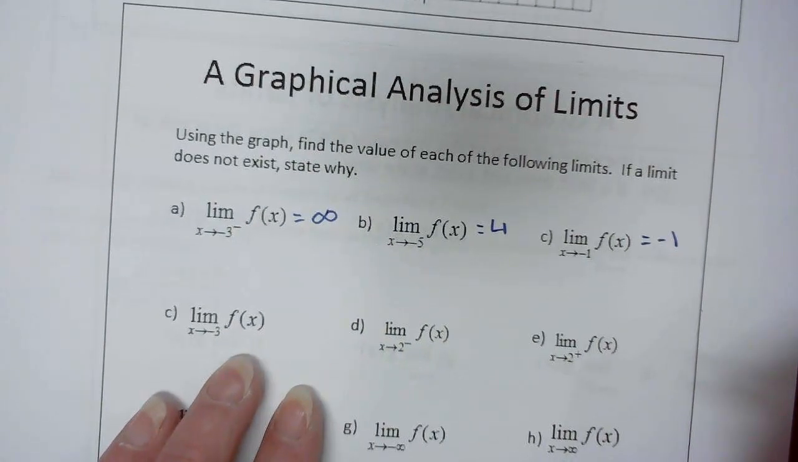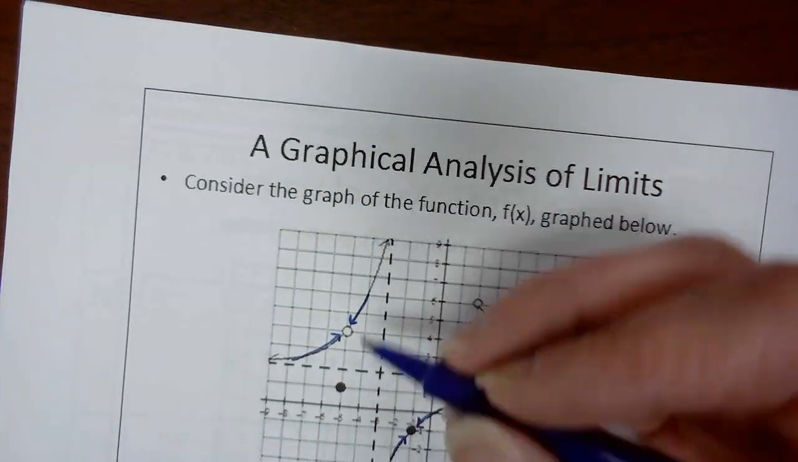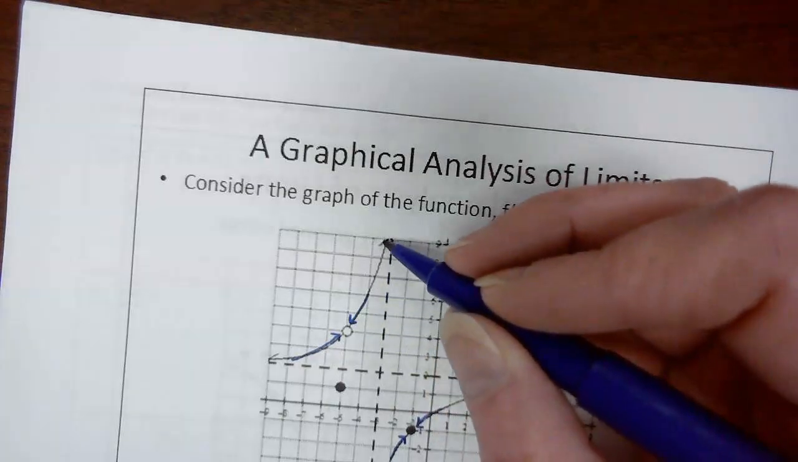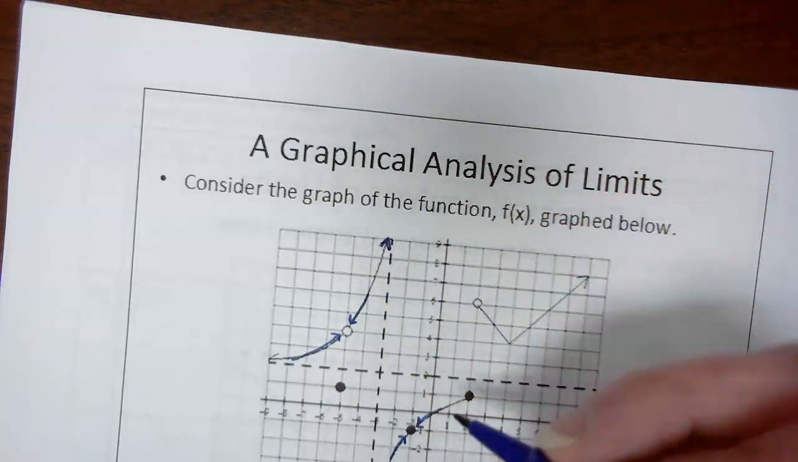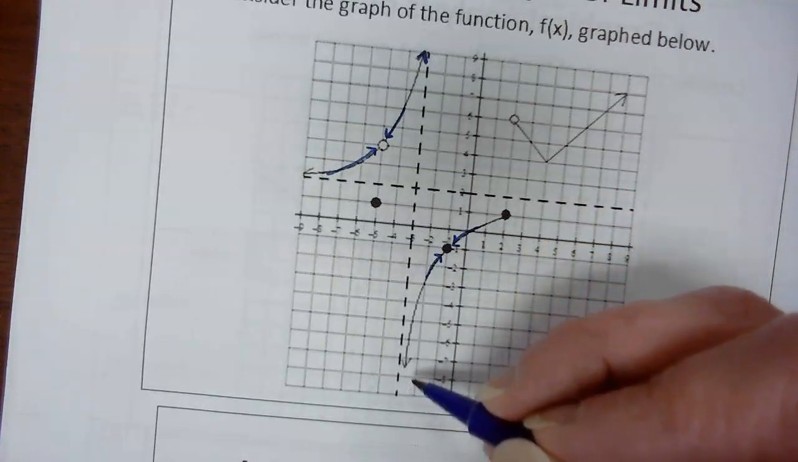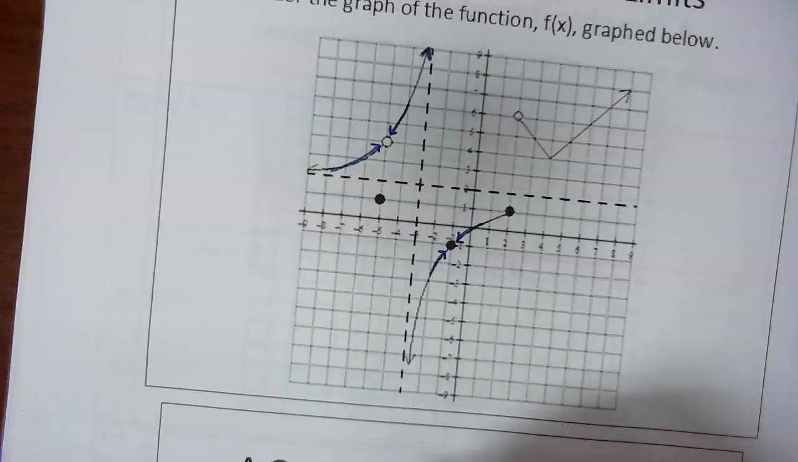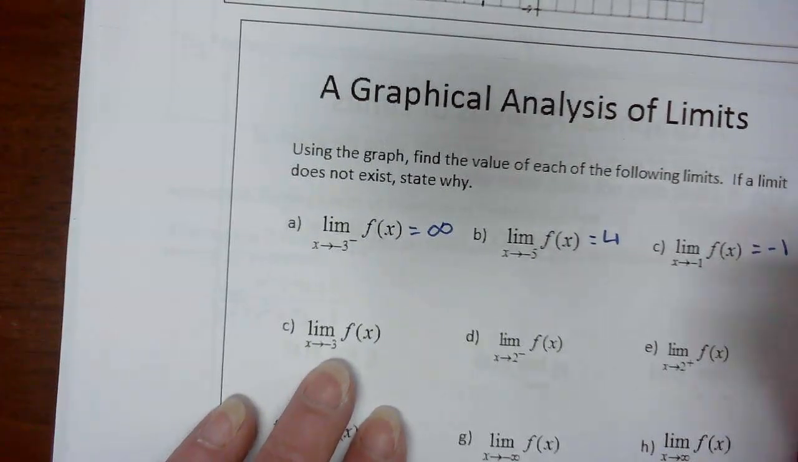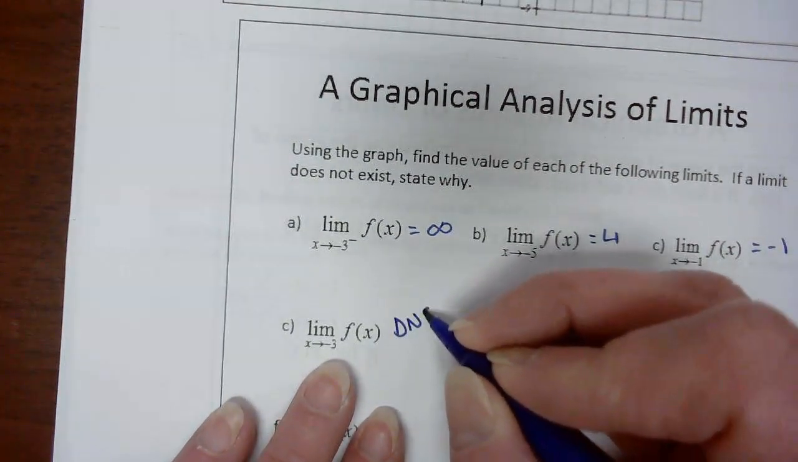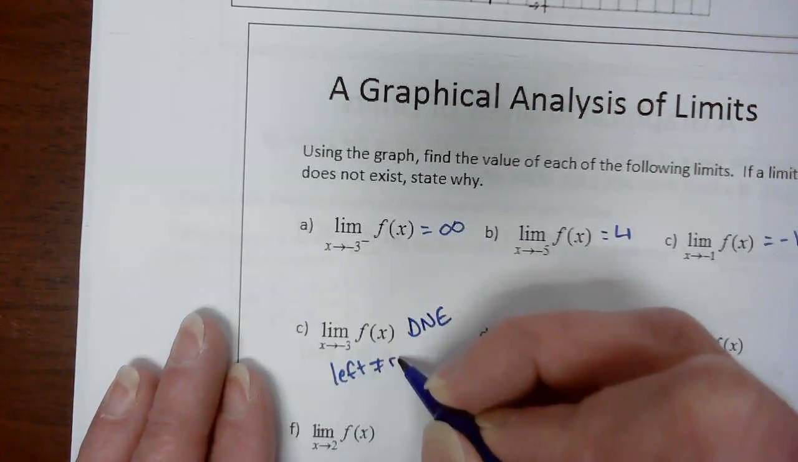The next one says the limit as x approaches -3, but this time it's not giving me a direction. So in part A, we approached -3 from the left, and that went straight up and up and up. But if I come in from the right, it's going straight down, down, down. So one side's going to infinity, one side's going to -infinity. They don't match. So this does not exist because the left does not match the right.